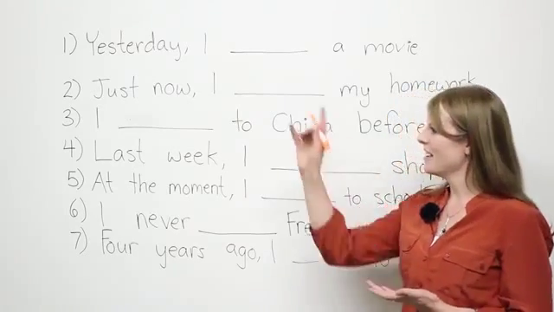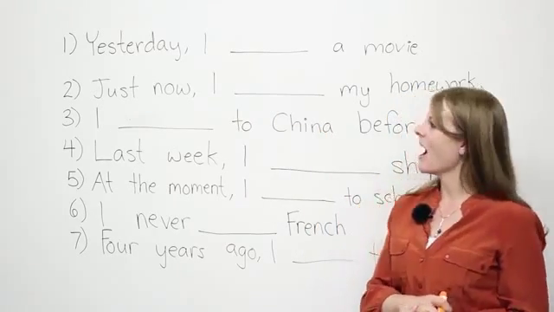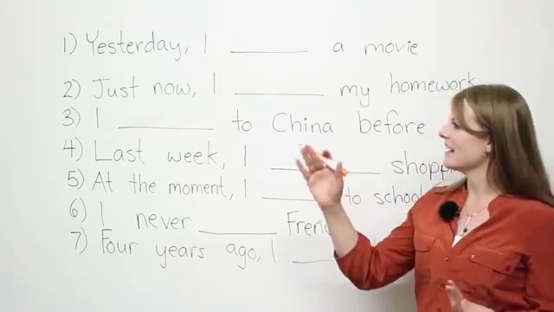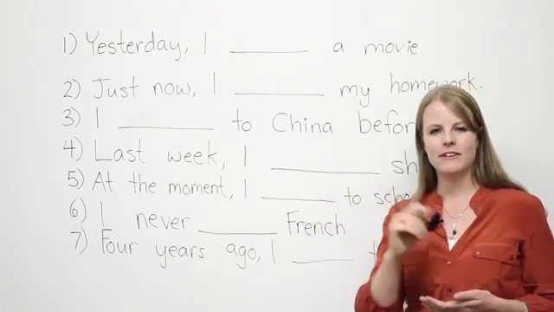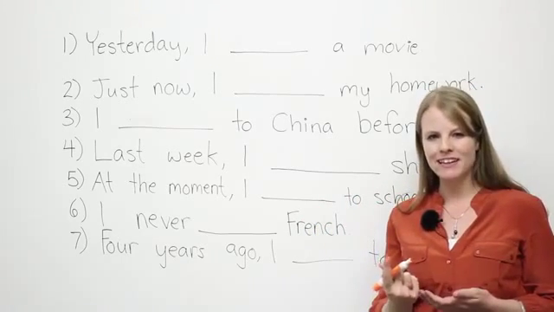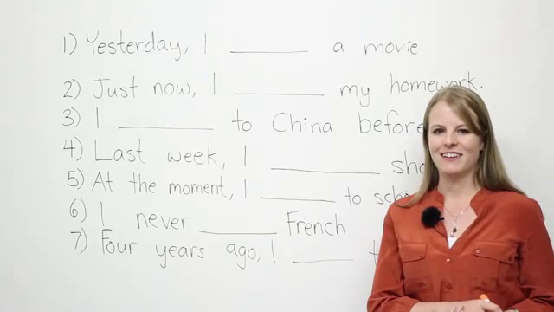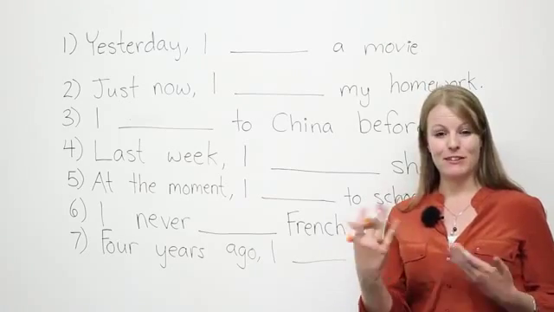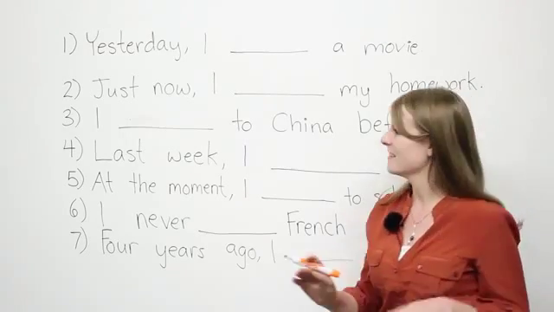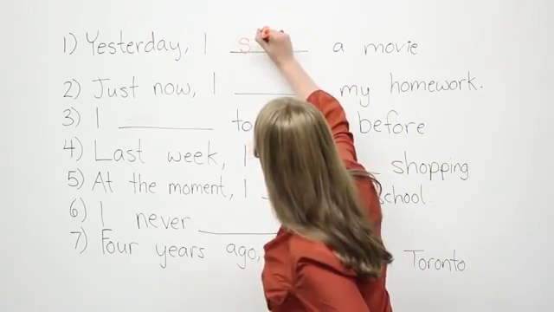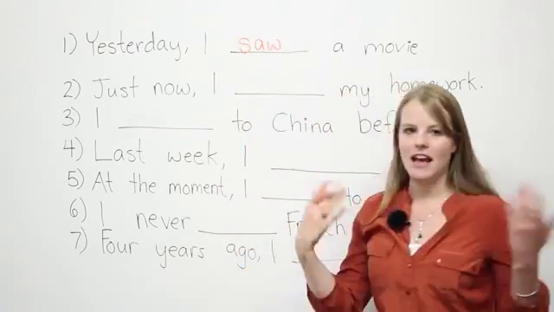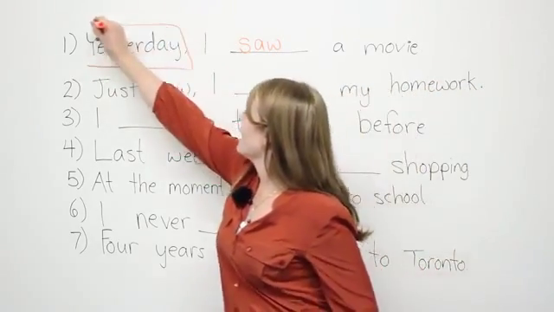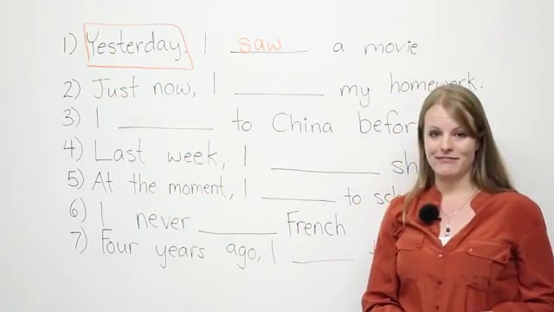So let's get started. Number 1, yesterday a movie. So the verb is see. Yesterday I see a movie. Yesterday I've seen a movie. Or yesterday I saw a movie. What do you think it is? Do you think it's simple past or present or future? It is simple past. Saw. How do we know it's simple past? We have our key clue, yesterday.